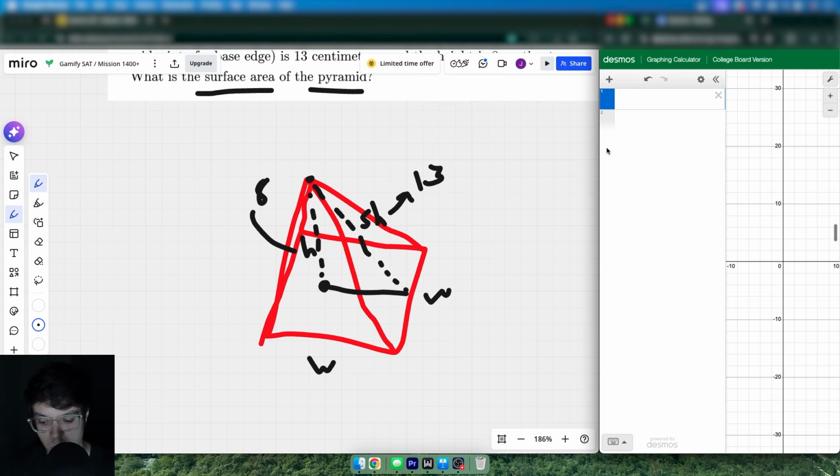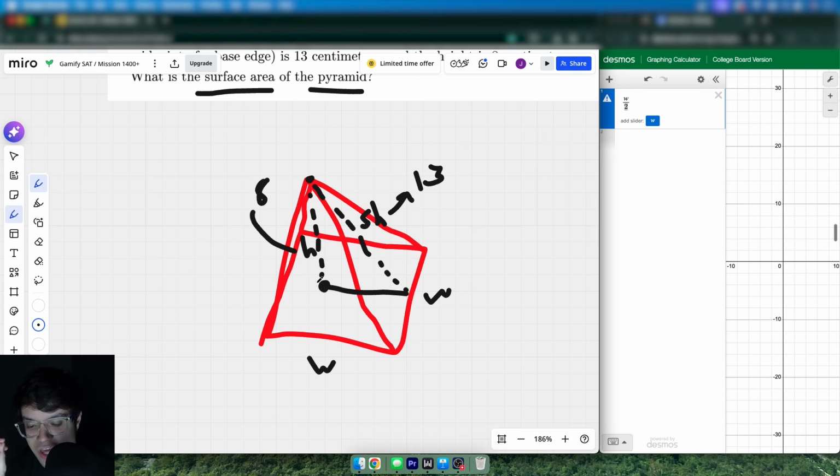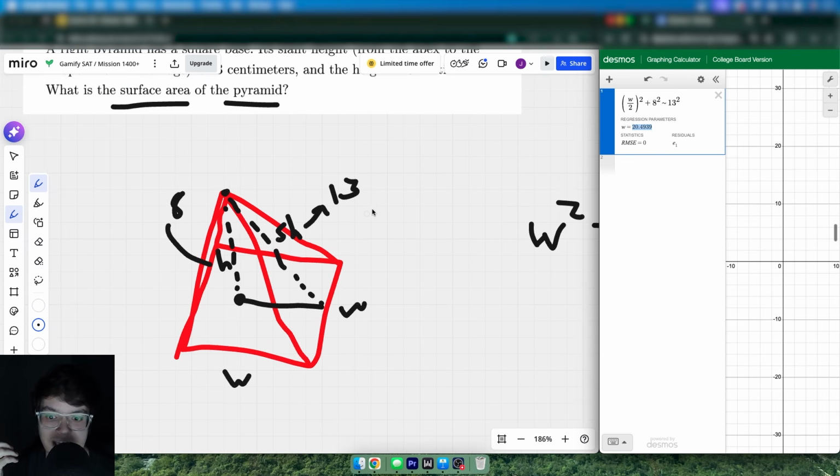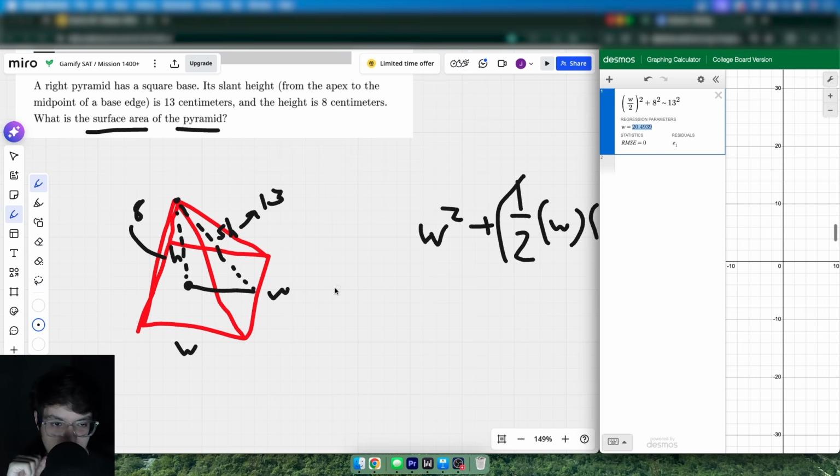We basically have W divided by 2. Keep in mind, I have to do divided by 2 because we're only thinking about half of the width. It's not the entire width all the way around because we're just looking here at this one slice of it. So divided by 2, we do that entire thing, then squared. Then we do the height of it, which would be 8, so 8 squared. And that must be equal to the slant height squared, which is 13 squared. So therefore, the width of this must be 20.4939. Good stuff there.